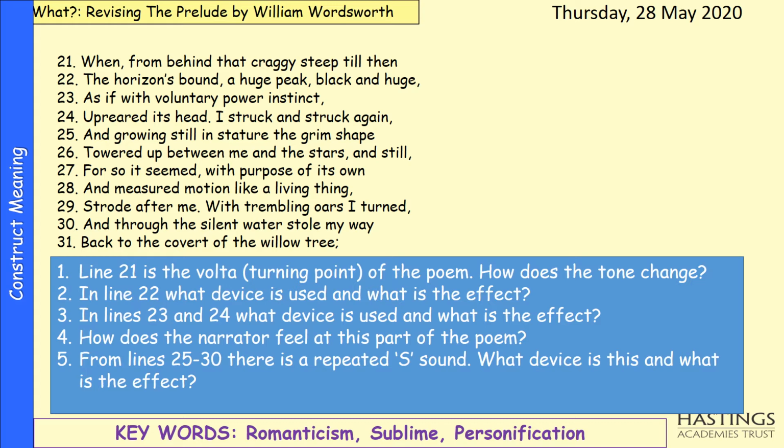Question number 2 was in line 22, what device is used and what is the effect? So this is where he says the horizon's bound, so on the horizon where he can see a huge peak, black and huge. What we've got there is repetition of that word huge and quite simplistic language. Huge peak, black and huge. They're very simple words. We know that Wordsworth has got much better vocabulary than that. It's evidenced through the rest of the poem. So the question is, why does he repeat such a simple word there in that same line?